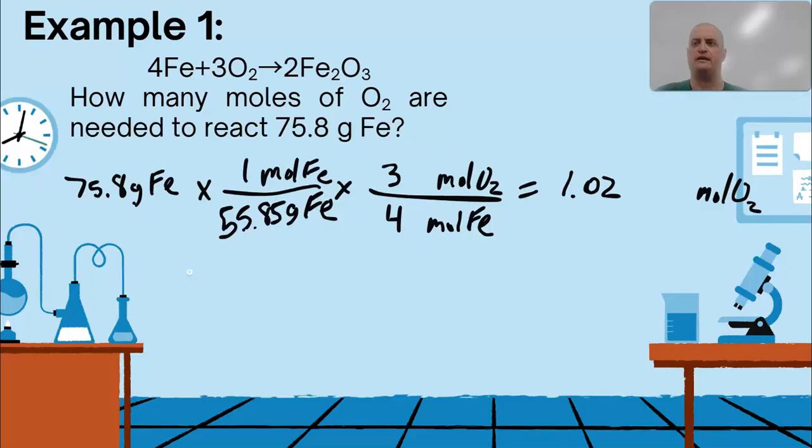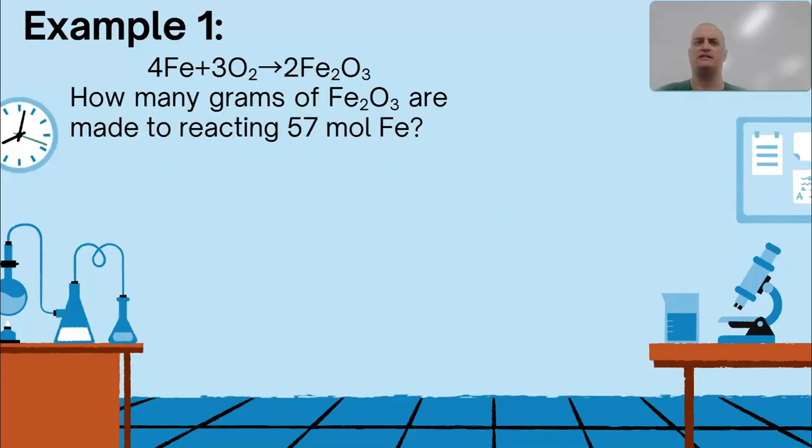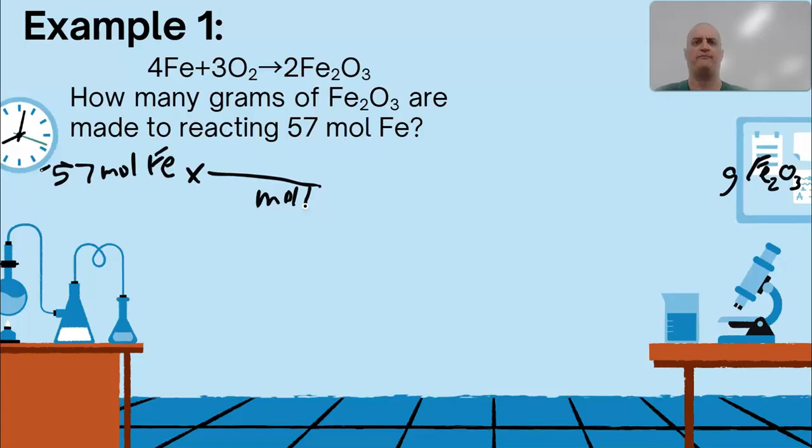All right, let's take it a little bit further. Another example. How many grams of iron(III) oxide react with 57 moles of iron? So 57 moles of iron is what I start with, what's given in the problem. And I'm trying to go to grams of this substance over here, Fe2O3. Moles are on the top, moles go on the bottom. Now again, I'm trying to get to a new substance. So if I'm in moles of the old, I can go to moles of the new, Fe2O3.